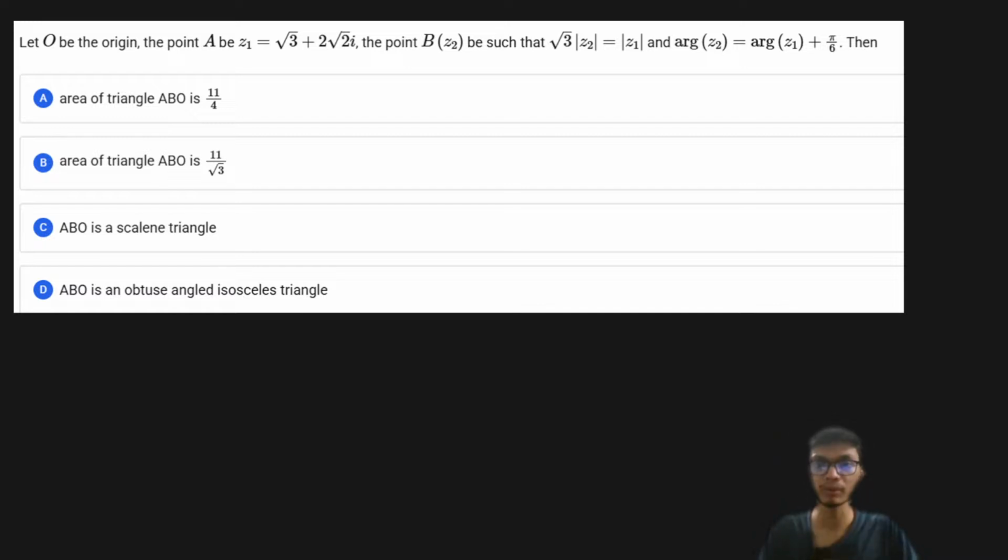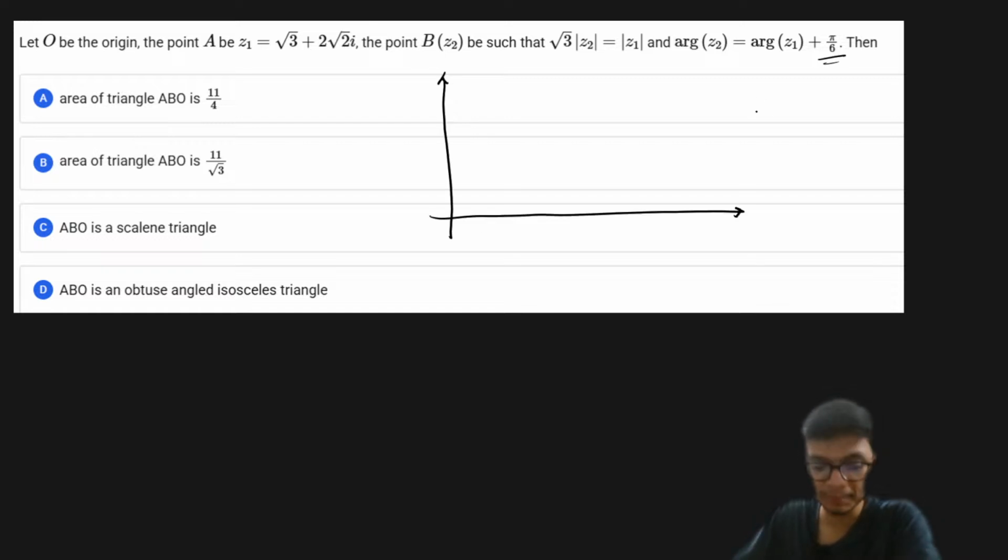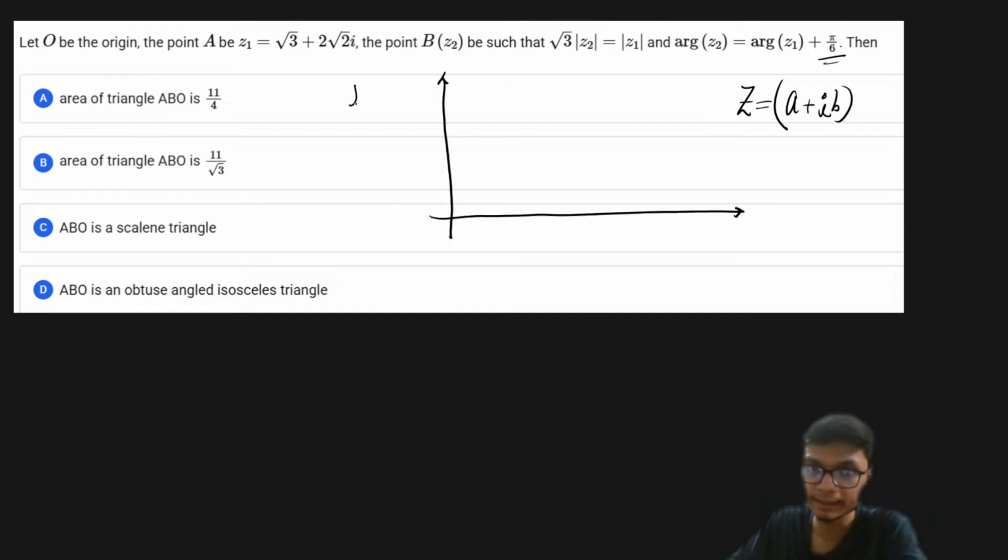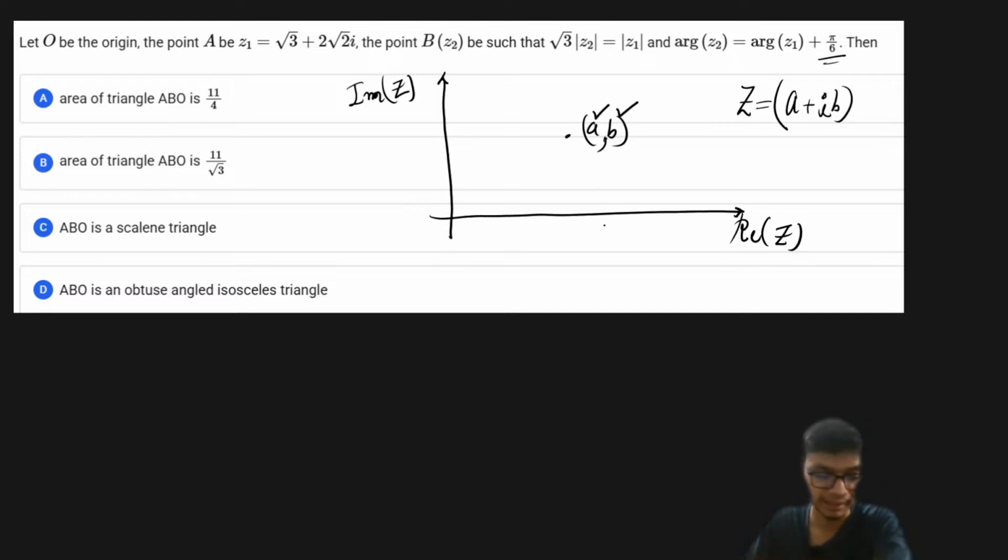That means the Z1 complex number and the Z2 complex number have an angle of pi by 6 between them, right? So this part is talking about the angle between the two complex numbers. Let us see what this question is talking about. We know that I can represent any complex number, for example a plus iota b, in the Argand plane as the point a comma b, where a represents the real part and b represents the imaginary part. As simple as that.